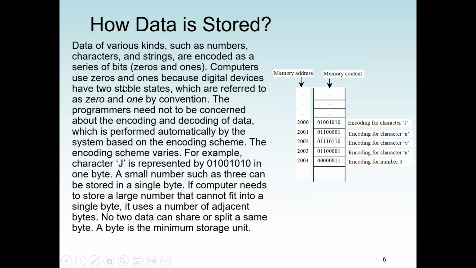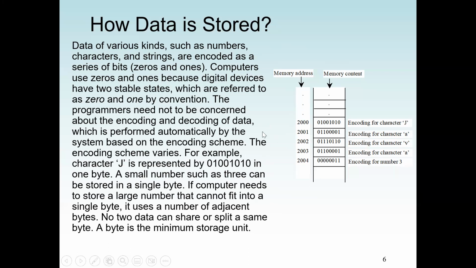Computers use zeros and ones because digital devices have only two stable states, which are referred to as 0 and 1 by convention. The programmers, again, need not be concerned about the coding and decoding of the data. Normally I may use the computer and type my name. My name is Charles, I'm using alphabetical CHARLES. To the computer, there's a special program already which converts this to the binary numeric system. We will go through that also as time goes on.